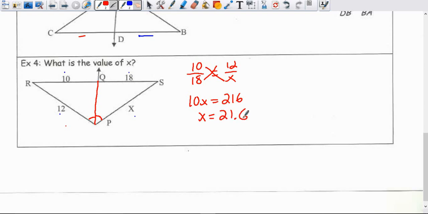21.6. All right, so those are your notes for 7.5. Make sure that you come into class with those completed.